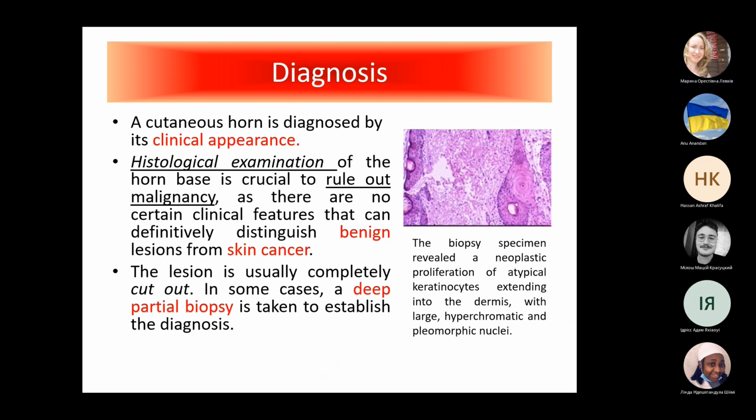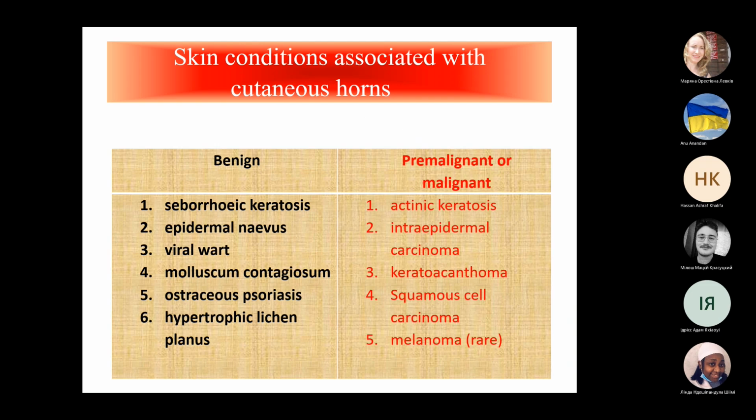So, skin conditions that are associated with cutaneous horns. Benign: seborrheic keratosis, epidermal nevus, viral wart, molluscum contagiosum, ostraceous psoriasis, hypertrophic lichen planus. Premalignant conditions: actinic keratosis, intraepidermal carcinoma, keratoacanthoma, squamous cell carcinoma, melanoma, rare. So these conditions can be associated with cutaneous horn.